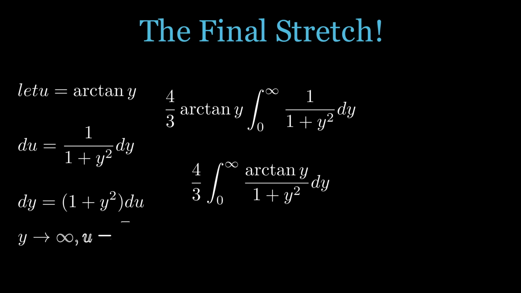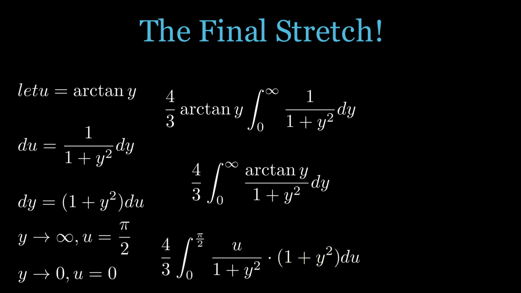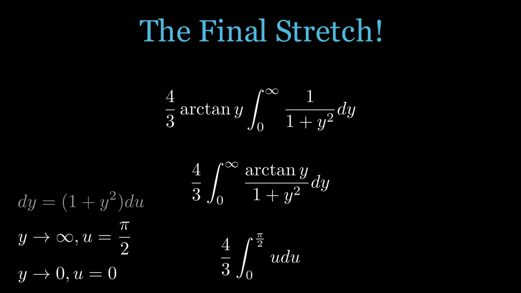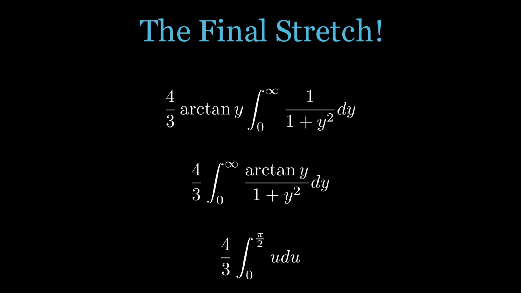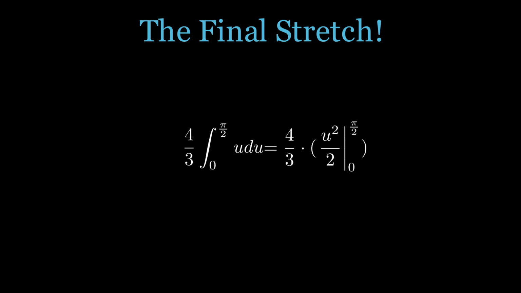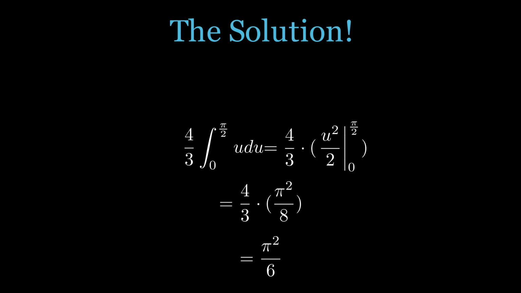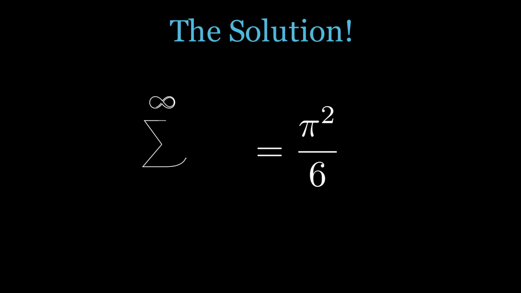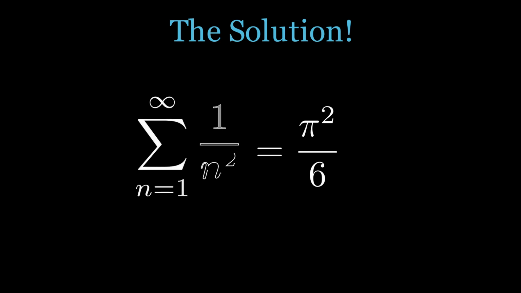Even some more substitution, and we are at the last stretch right here. Four-thirds times the integral from 0 to pi over 2 of u du. Do some simplification, and there's our final product, pi squared over 6. And that equals the summation from 1 to infinity of 1 over n squared. Here is the most complicated solution to the Basel problem.